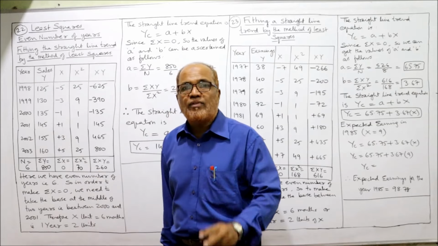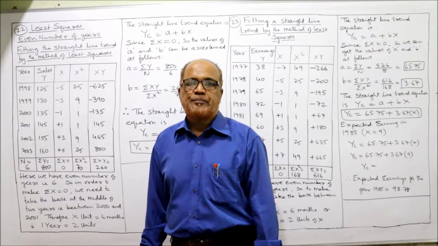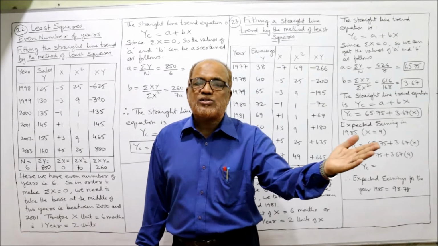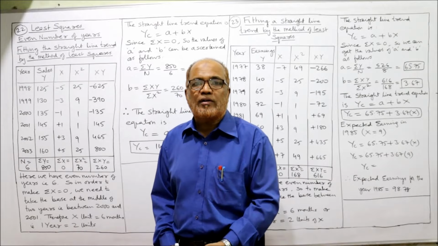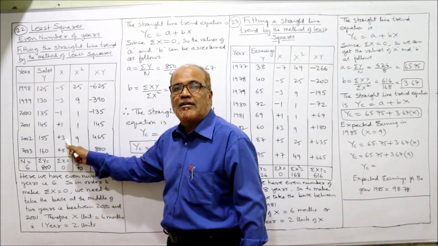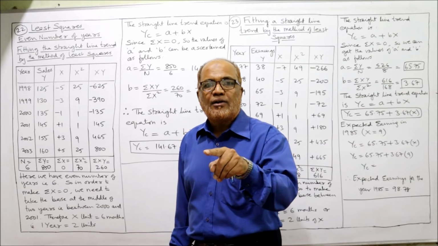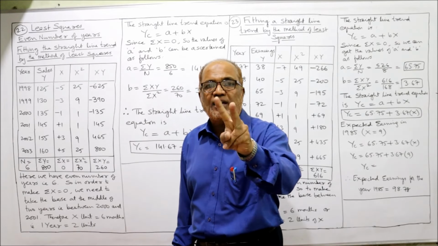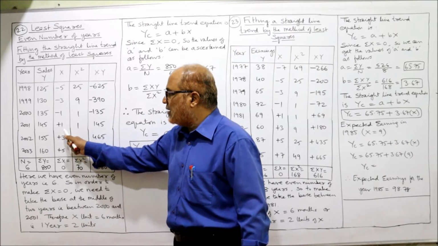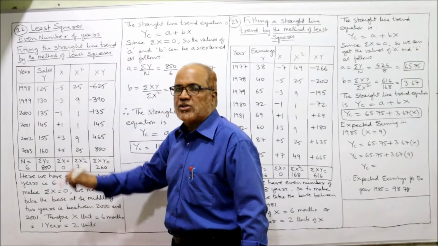Minus 1 to plus 1 will be 2 units, because minus 1 to 0, 0 to plus 1. So how many units are there? 2 units. So minus 1, plus 1. Then we'll take plus 1 to plus 3. You should not take plus 2, because 1 unit is 6 months. For 1 year, 2 units. So plus 1, plus 3, plus 5. Similarly, minus 1, minus 3, minus 5.